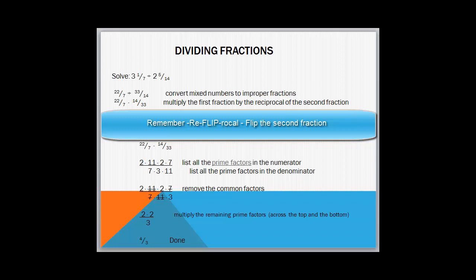And so we're done because it's as low as it can go because we got rid of all of the common factors. Now you could have just multiplied 22 times 14 and got that number, which is 308. And then in the denominator, it's 7 times 33, which is 231. And then you could have just taken those numbers and factored them, doing a prime factorization of each of those numbers. But it's just way easier to factor the numbers before you multiply.